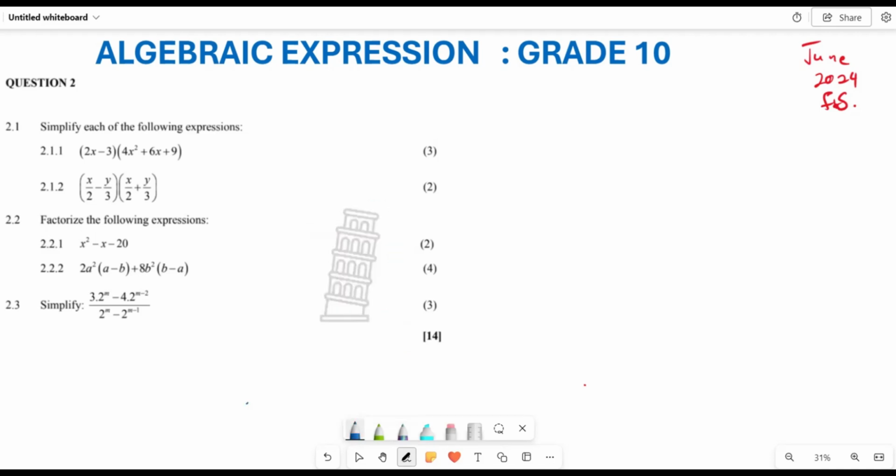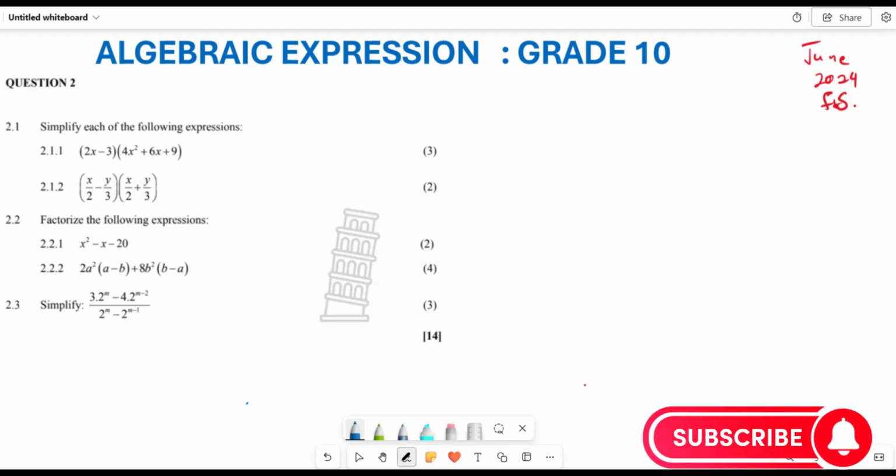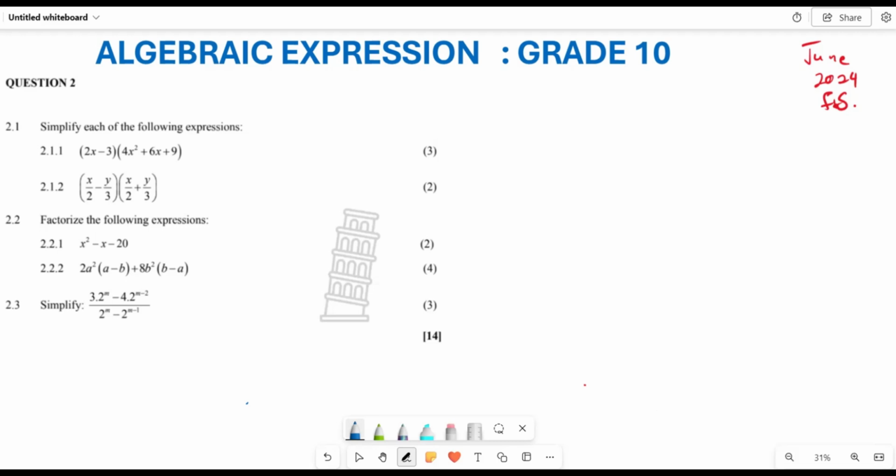From here, you have 2x subtract 3, which is the same as 4 into 4x squared plus 6x plus 9. Look at this carefully. We only get this when we have the difference of two cubes. And how do you identify that? How do you find out which cube numbers were multiplied?